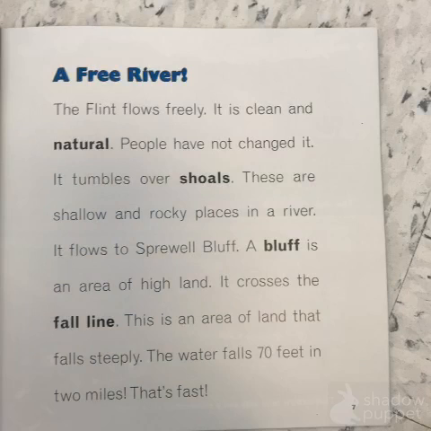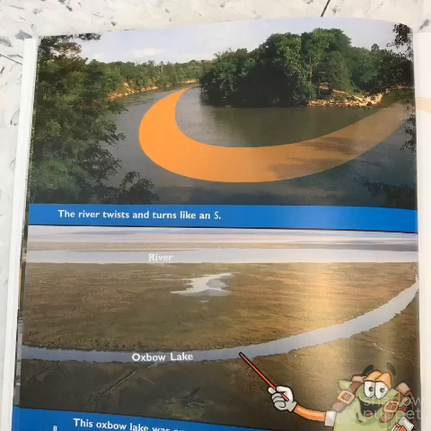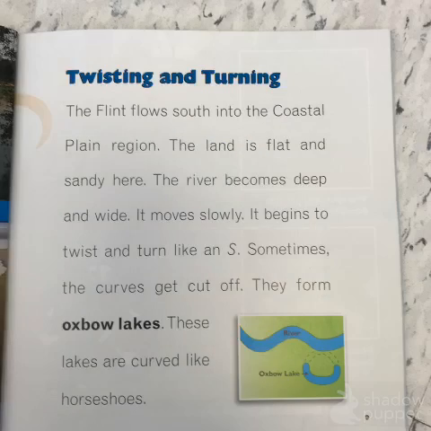It crosses the fall line. This is an area of land that falls steeply. The water falls 70 feet in 2 miles. That's fast. The river twists and turns like an S. Twisting and turning. The Flint flows south into the coastal plain region.